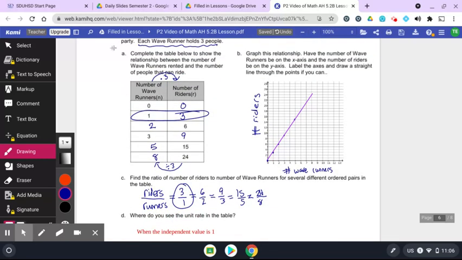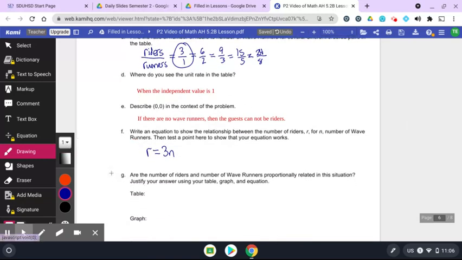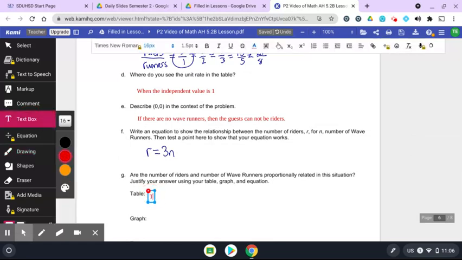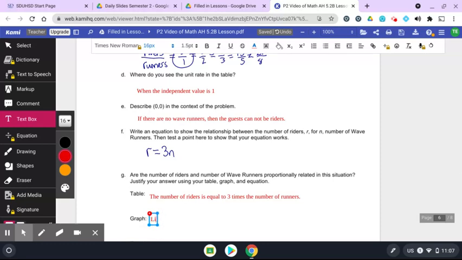Okay, so are they proportional? In the table, yes, the number of riders is always 3 times the number of runners. In the graph, we know it's proportional because it's a line through the origin. By the end of module 5, you're going to be so tired of hearing line through the origin.